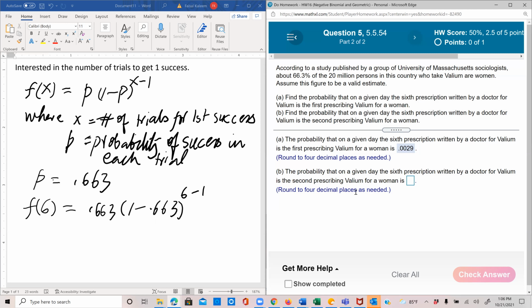And then the second part here is back to the hypergeometric distribution. And I'll just leave that since we've already discussed hypergeometric distribution.